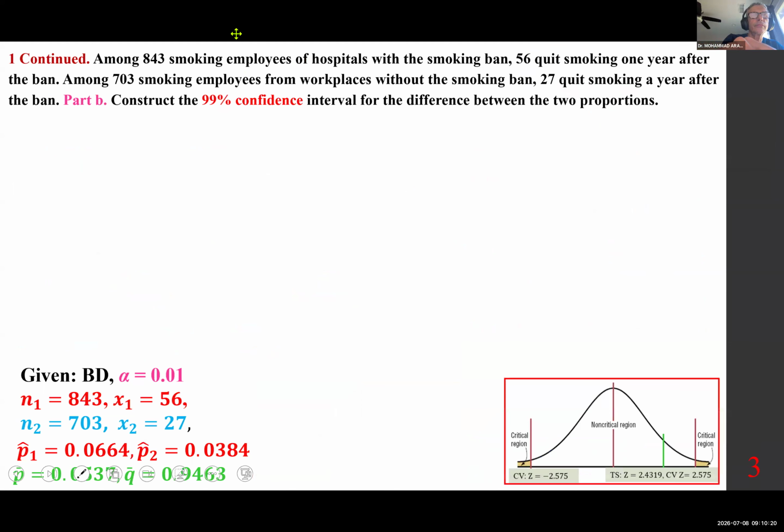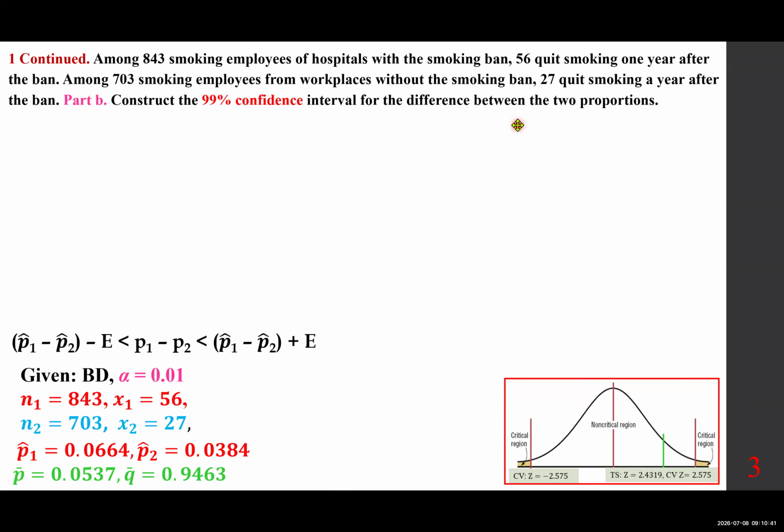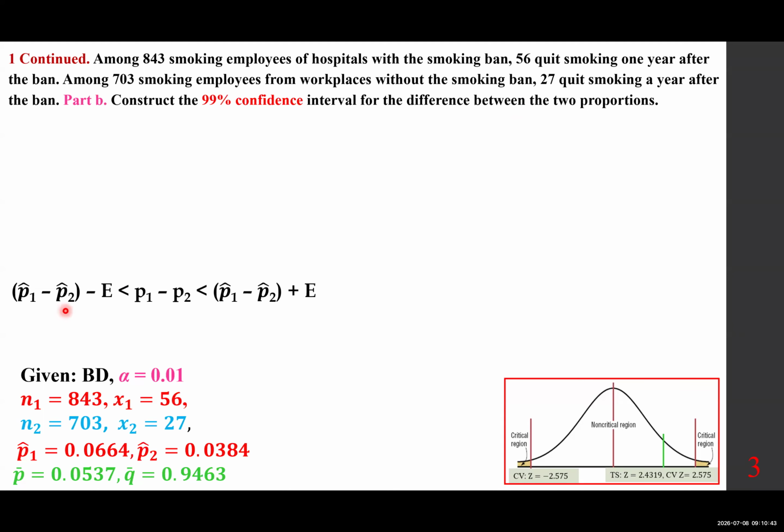So now we are looking at the same question, and in part B, construct the 99% confidence interval for the difference between the two proportions. Okay, so similar to what we did with one sample, we are going to use a formula: P1 hat minus P2 hat minus E, P1 hat minus P2 hat plus E. So P1 minus P2 is between these two. So what we have is P1 hat, P2 hat, and this is the given information from the previous page. All we have to do is calculate the E.